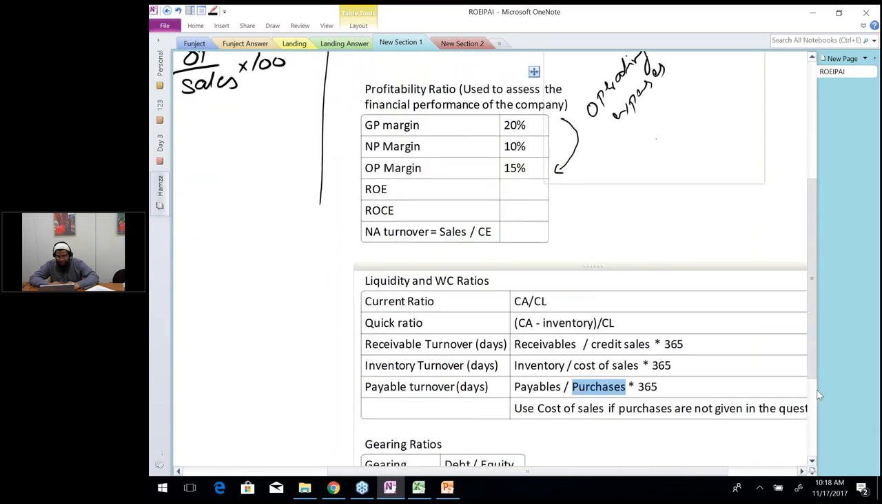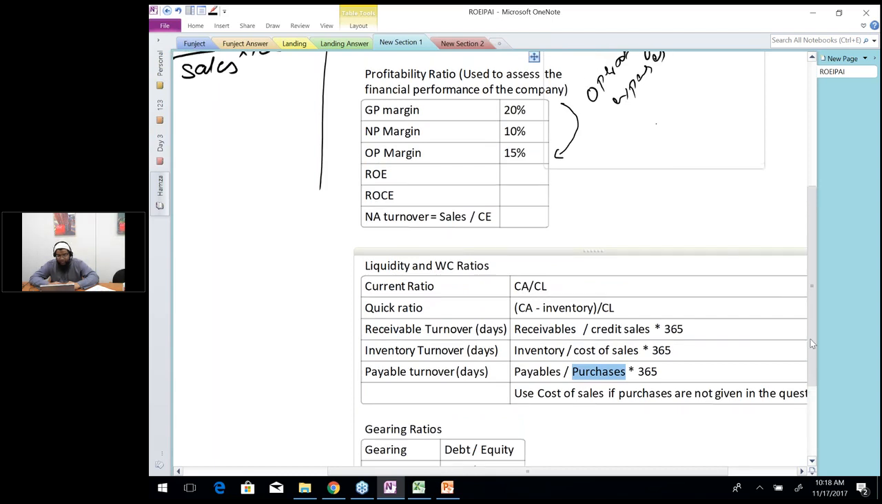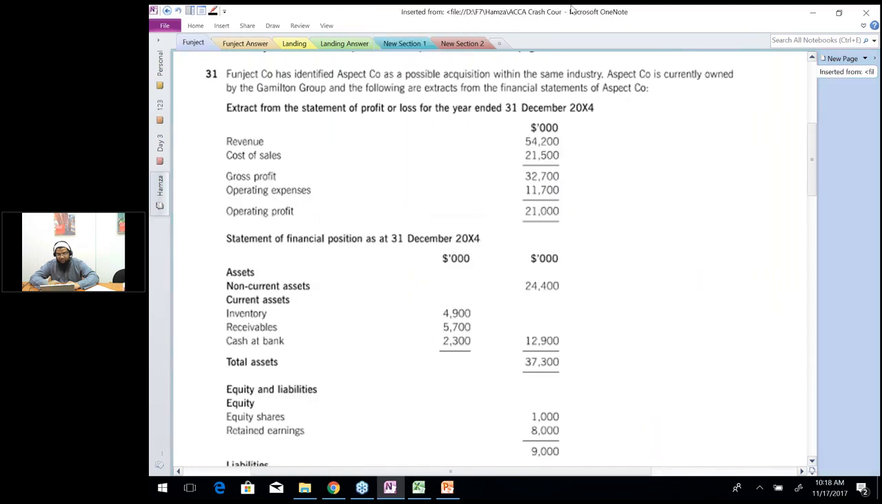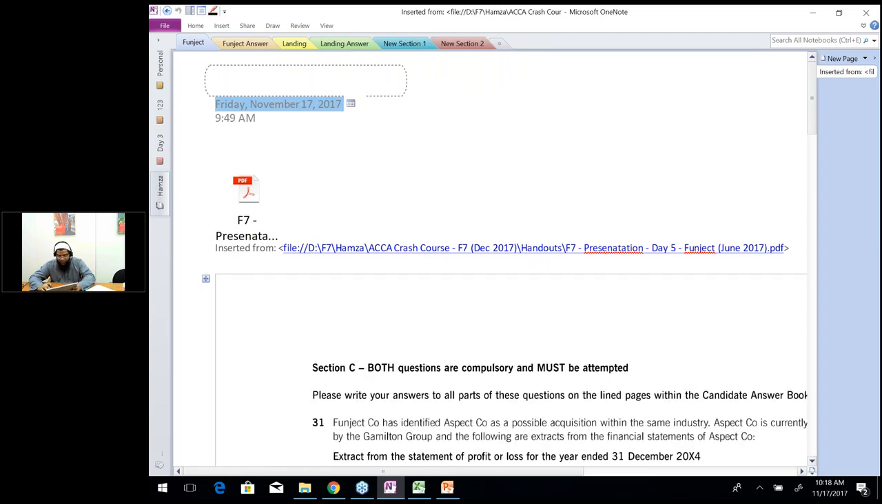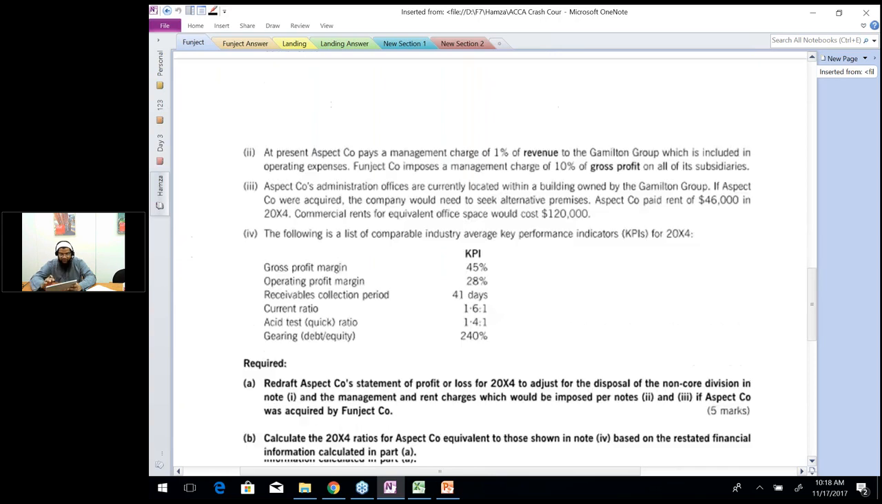Okay. So now these are the few elements that you should remember. Now let's start reading the question by the name of Funjet. I'm going to start from the requirement so that we should be aware of what exact area we need to see.